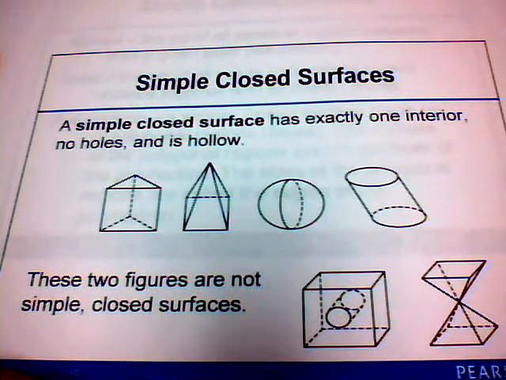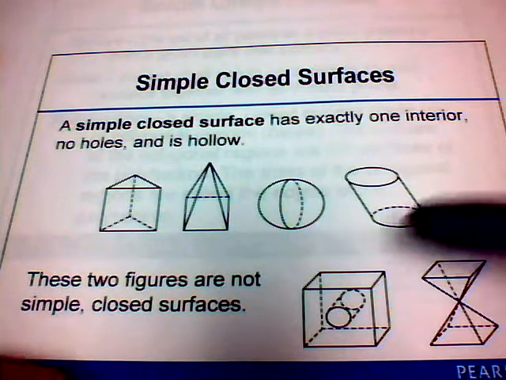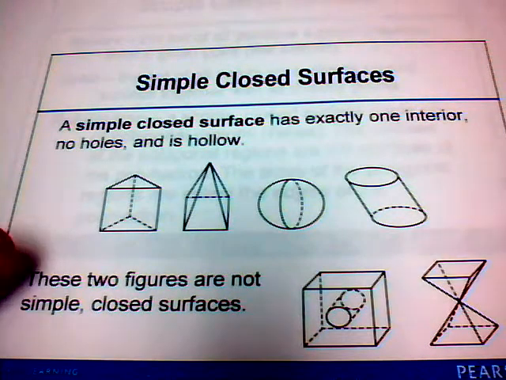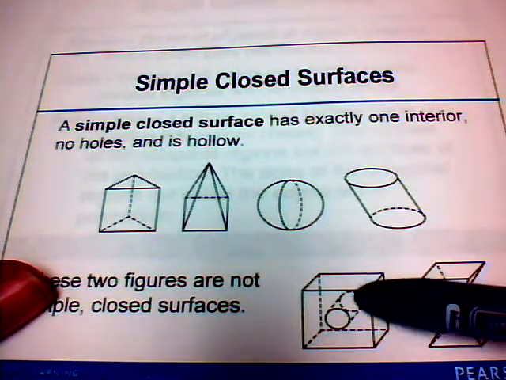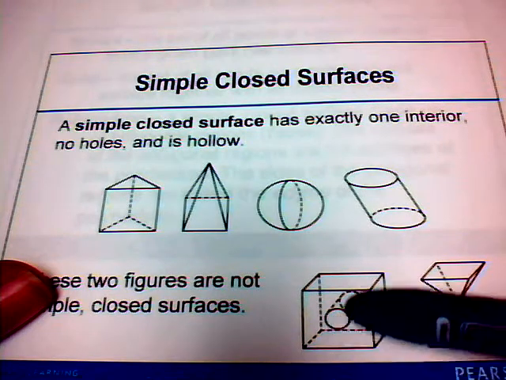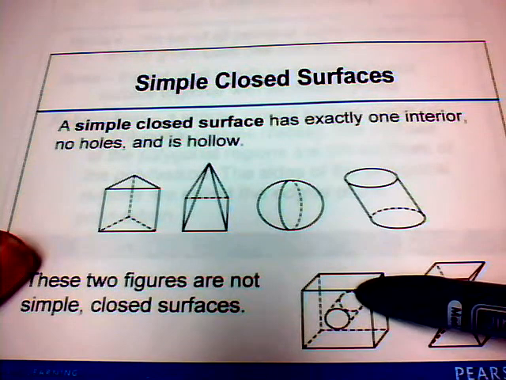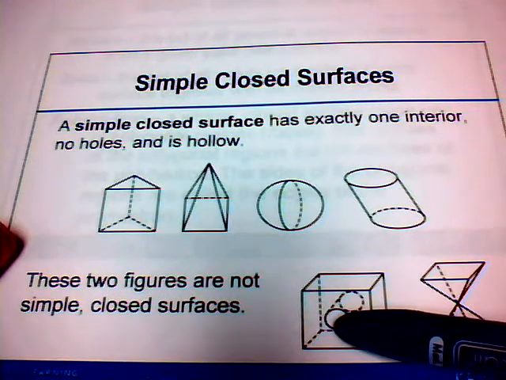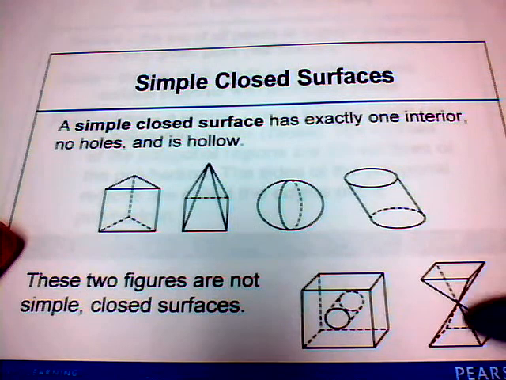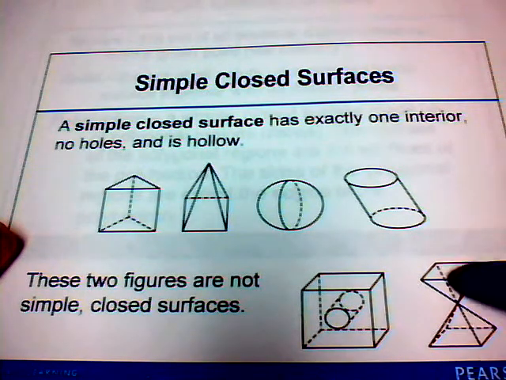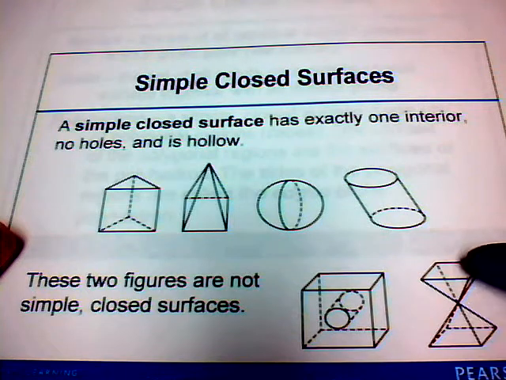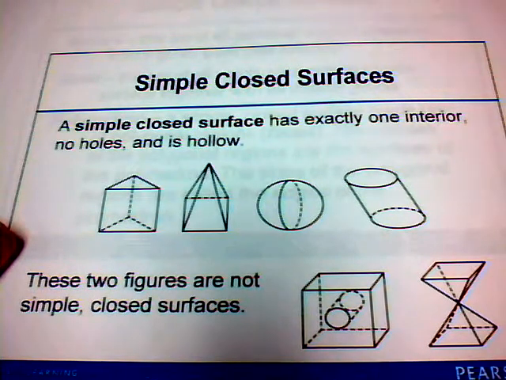These two at the bottom are not simple closed surfaces. Now, this may be difficult to see from a two-dimensional standpoint, but here, this figure has a hole in it. So this will not qualify as a simple closed surface. This one has two interiors. By definition, a simple closed surface has exactly one interior. This one has two interiors, one in the top and one on the bottom.